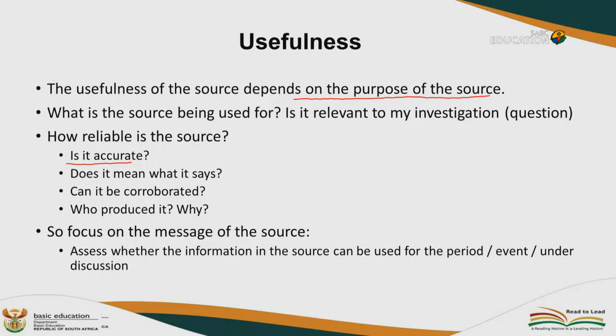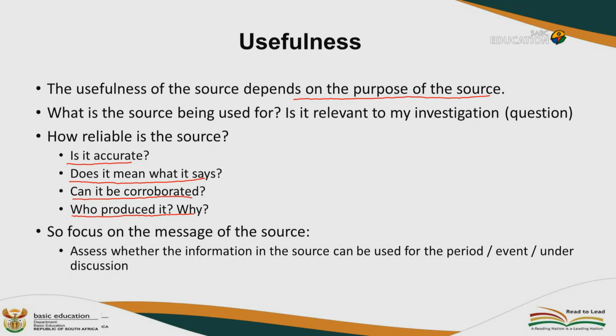Does the source mean what it says? Can the source be corroborated? If a source has been corroborated, it means it has not been tampered with. It can then be useful to the historian. And we also have to know who produced the source, because we have to know who wrote it so that we can make use of it in terms of the historical event.